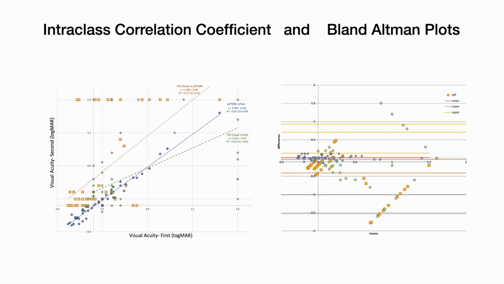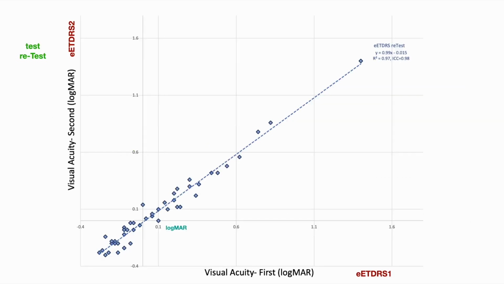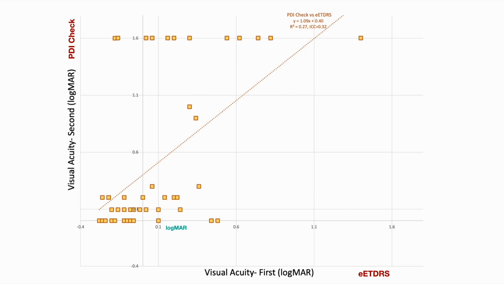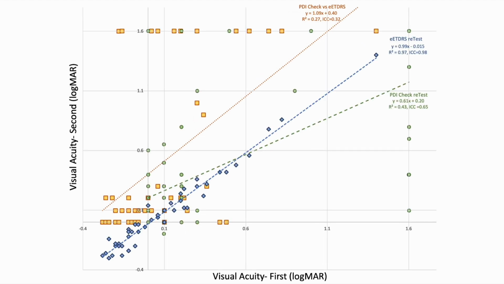We wanted to compare the interclass correlation coefficient for correlation and Bland-Altman plots. For example, this is a test-retest of e-ETDRS using the supernormals and the treated amblyopic patients with a tight correlation. Compared to this was PDI Check near test-retest and PDI Check compared to eTDRS for correlation comparison.